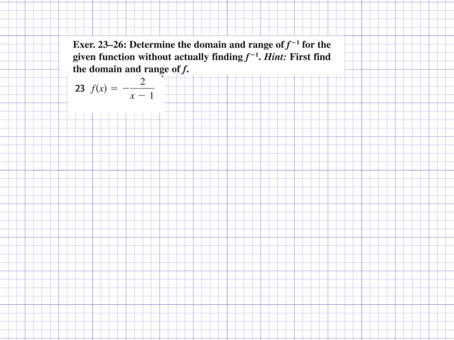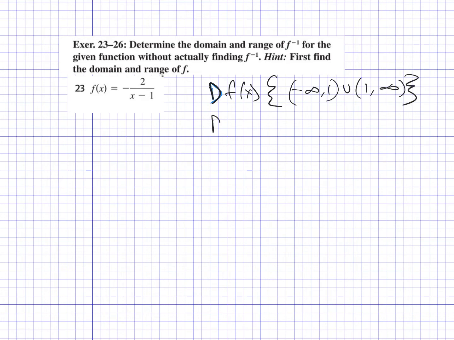23. Determine the domain and range of the inverse for the given function without actually finding the inverse. Okay, first find the domain and range. So if you remember the domain, let's do it in black. Domain of f of x is going to be, it can't be 1, but it can be everything else. All right, so negative infinity to 1, because 1 makes your denominator 0, union with 1 to positive infinity.